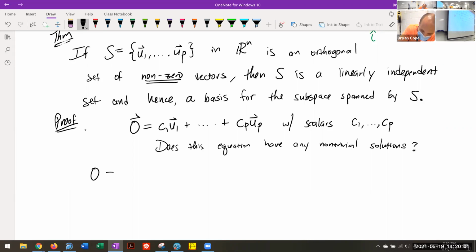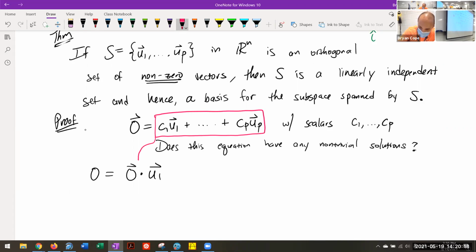We're going to say that the zero vector dotted with U1 equals 0. Of course, that's true. The zero vector dotted with everything is 0. And then we're going to be kind of sly, and we're going to take this whole expression and put it in place of the zero vector. Okay, so look what that's going to become. It's going to become C1U1 all the way out to CPUP dotted with U1.